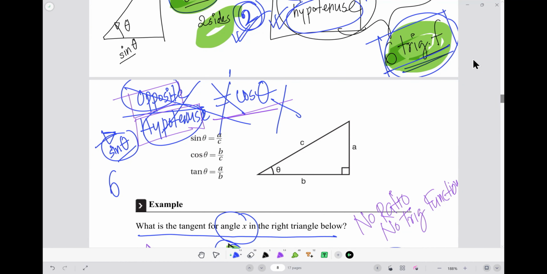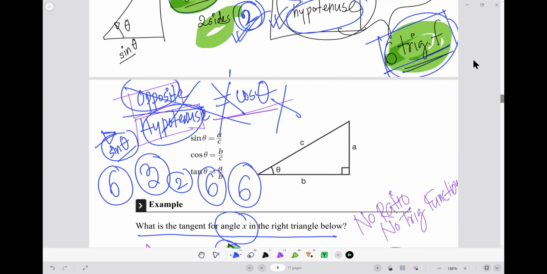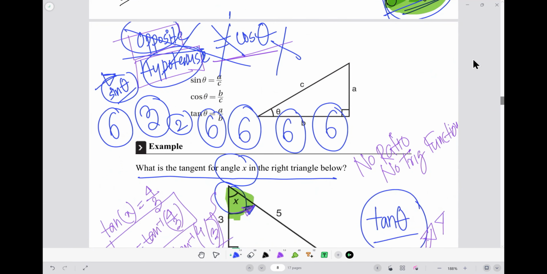There are 6 different trigonometric functions because for a right triangle, we have 3 sides. And for a 3-sided polygon, taking 2 sides and making them a ratio, you can make it 6 different ways. And that's why we have 6 different ratios, 6 different names, and 6 different trigonometric functions. Do you understand or not? Yeah. All right.